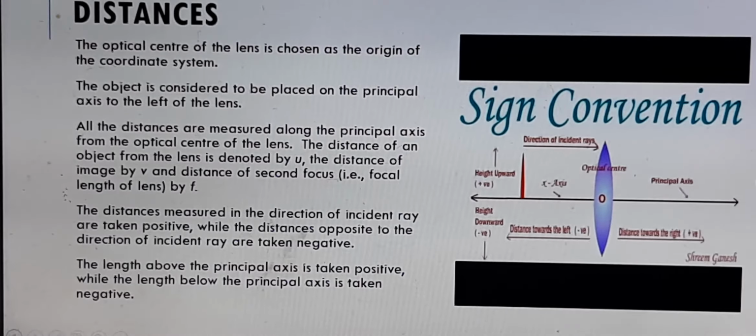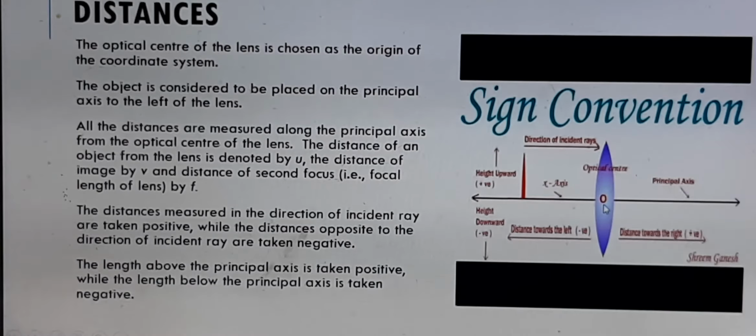Here the first rule is that the optical center of the lens is chosen as the origin of the coordinate system. So we have to take the optical center as the center. You can see here in the figure that the optical center is taken as the center, that is the origin. From here only we start to measure.